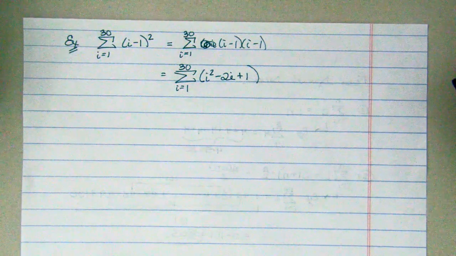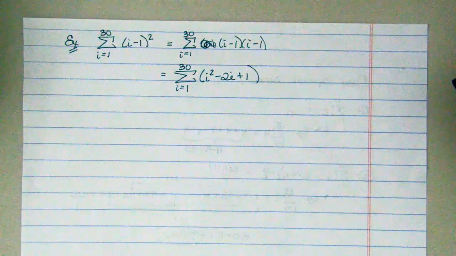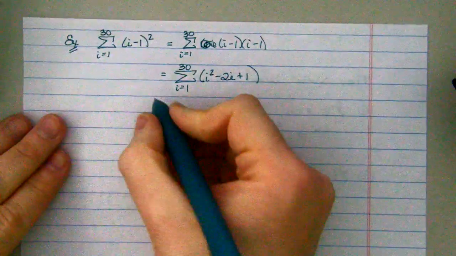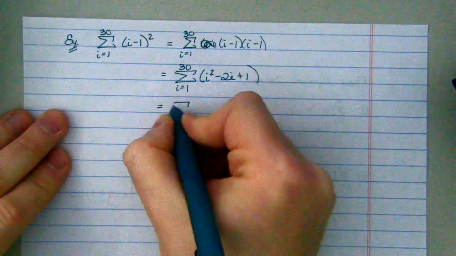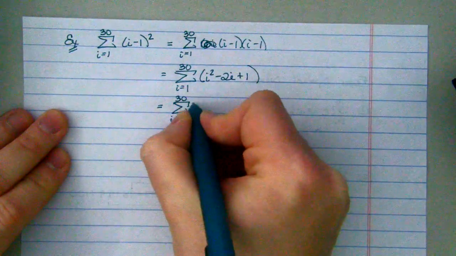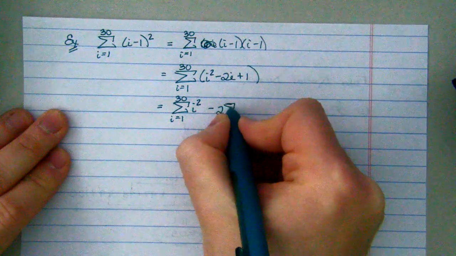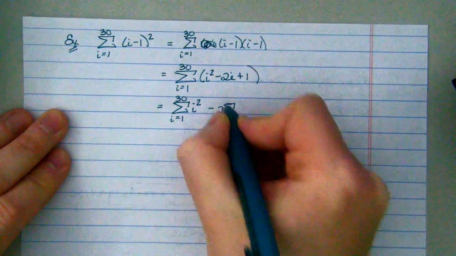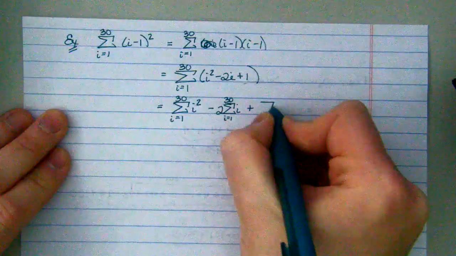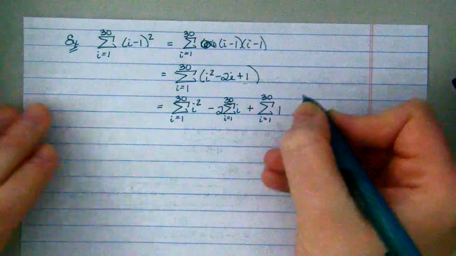This is looking a little bit better. But to be able to use my formulas, I'm going to take a moment and use my 2 properties to rewrite this as 3 different sigmas. I can say that this is the sum as i goes from 1 to 30 of i squared, minus, I can move that constant out front, 2 times the sum as i goes from 1 to 30 of i, plus, that's just a constant, I'll leave that as a constant, the sum as i goes from 1 to 30 of just the constant 1.